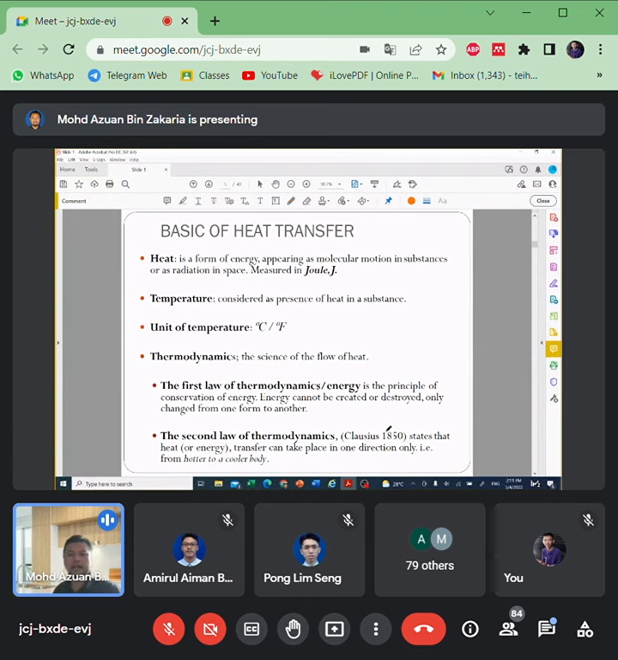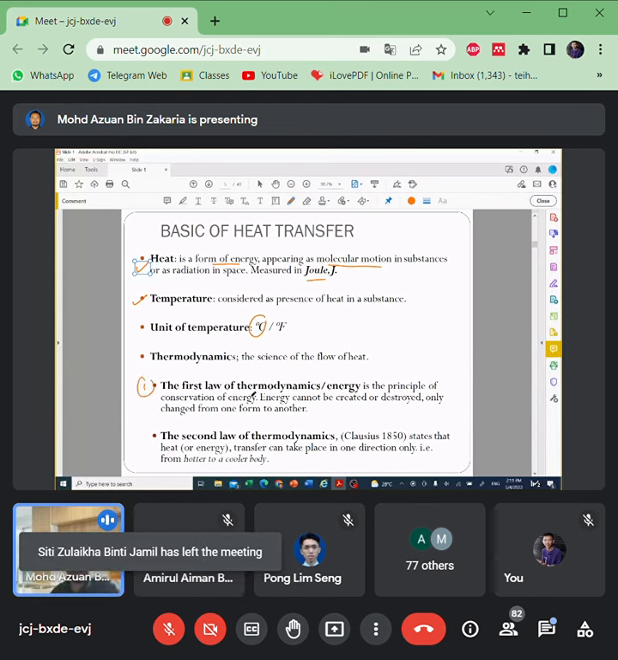What you want to understand in this chapter deals with heat. Heat is a form of energy appearing as molecular motion. It is measured in joules, and we will always use temperature, whose unit is degree Celsius. Then we have the laws of thermodynamics to understand. Number one, the first law of thermodynamics, is the principle of conservation of energy. Energy cannot be created or destroyed, but it can change from one form to another form.